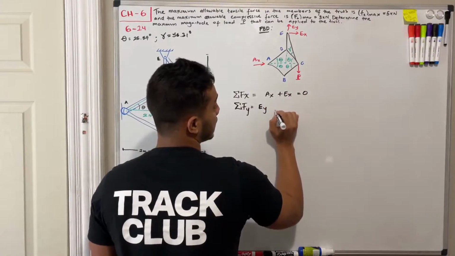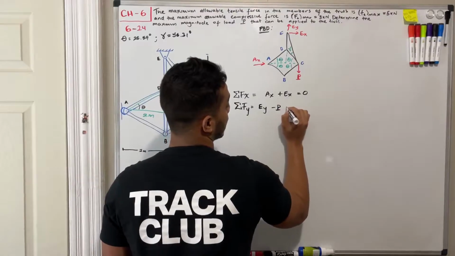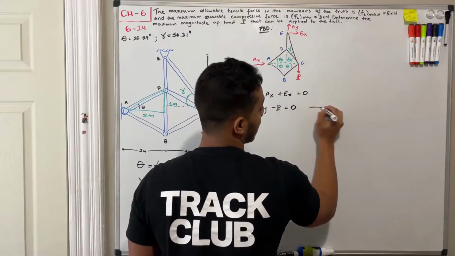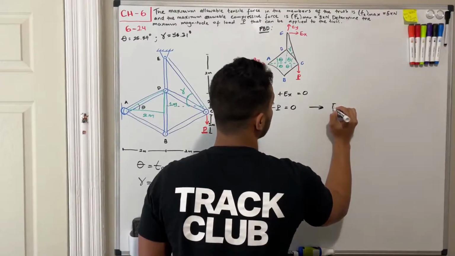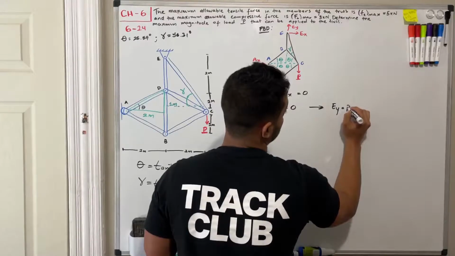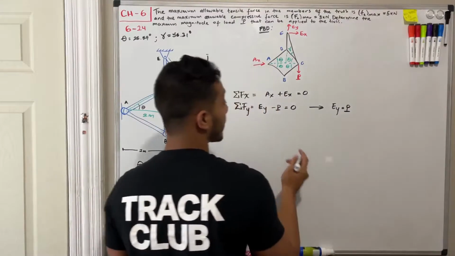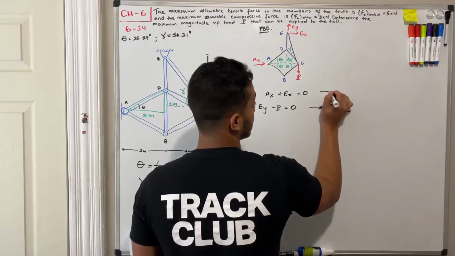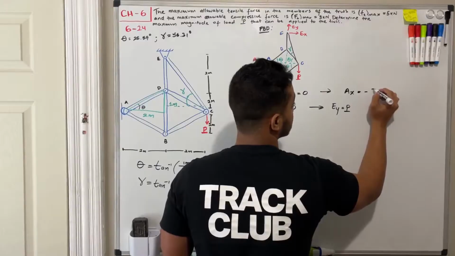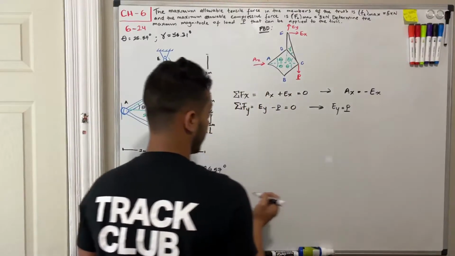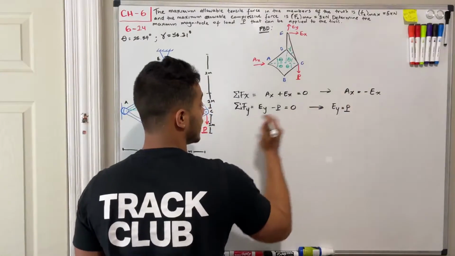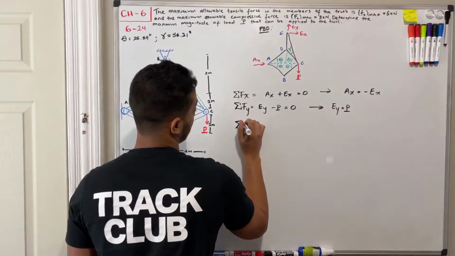And then we got negative P going down. So negative P, and then this should be equal to 0. From here, we can conclude that EY should be equal to positive P. Okay? Now, from this one, we can also conclude that AX should be equal to negative EX.